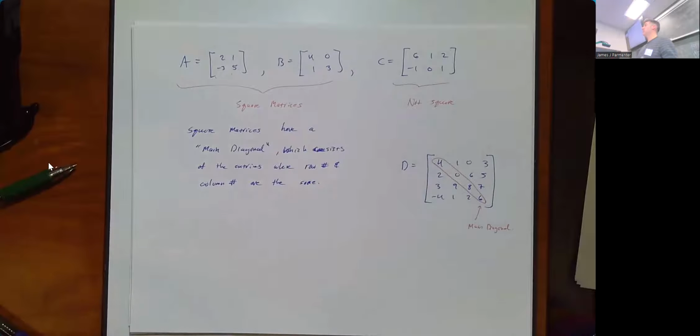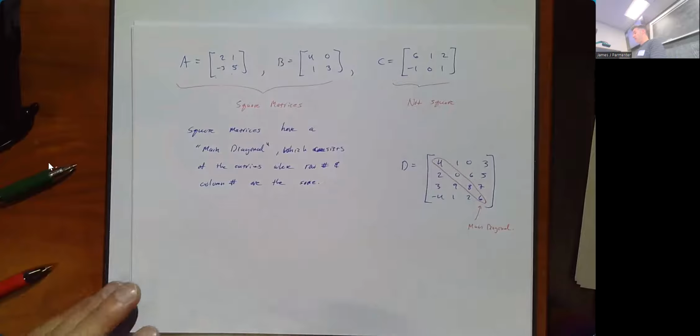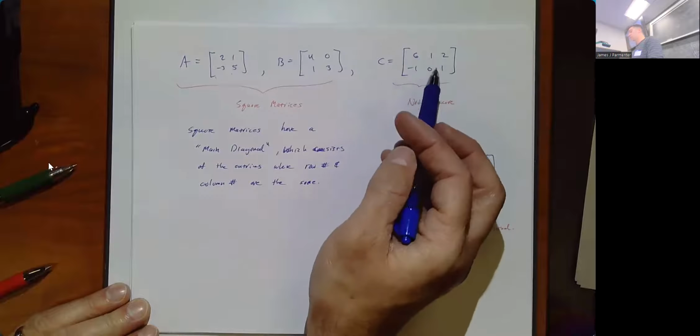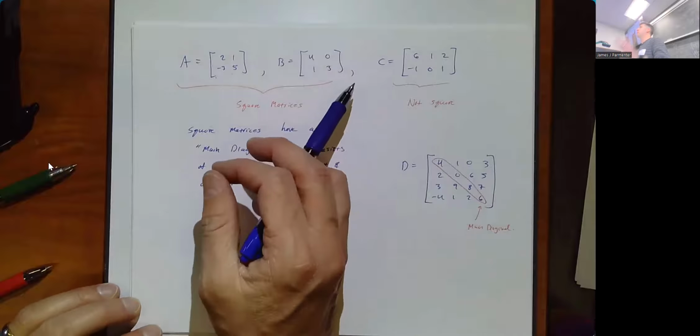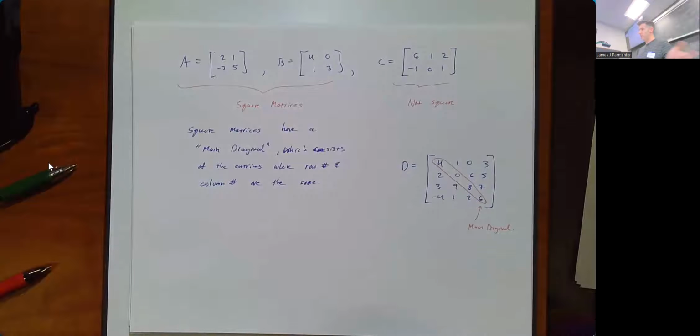The reason I mention this is because it gets referred to a lot. We talk about things being above or below the main diagonal. And we'll get there. On the other hand, for this matrix here, C, which is not square, we don't talk about it having a main diagonal.